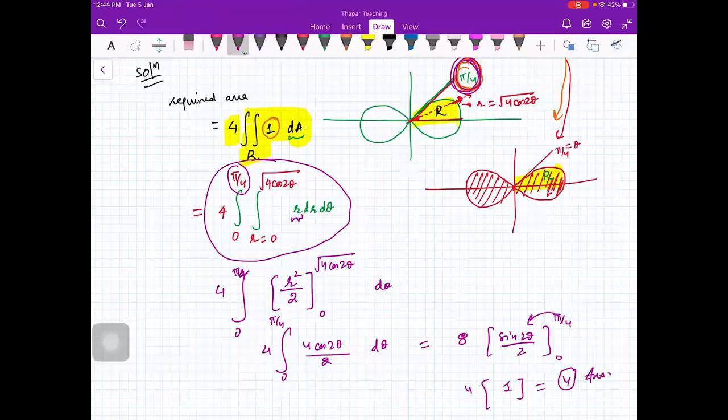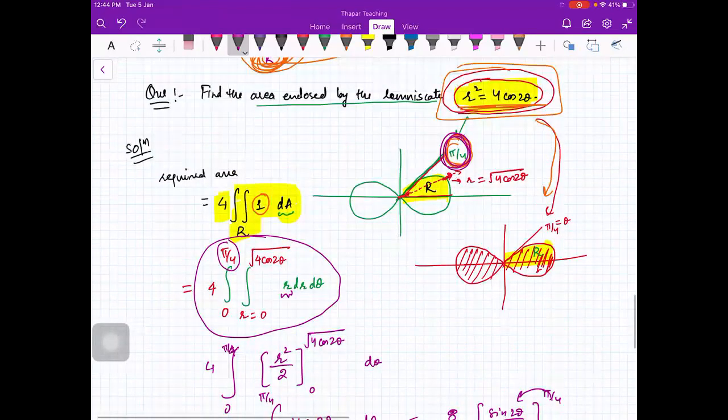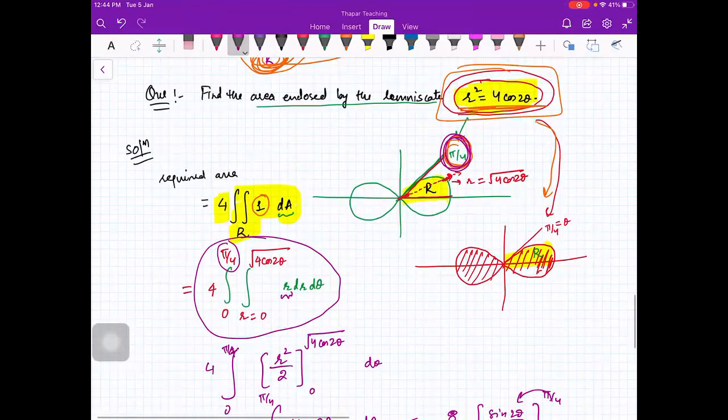Is that okay? Yes, beta? Clear? This thing is clear? So please plot all the curves which I have told you yesterday. Then only you will be able to do these problems of finding the area or computing the double integral in polar coordinates.